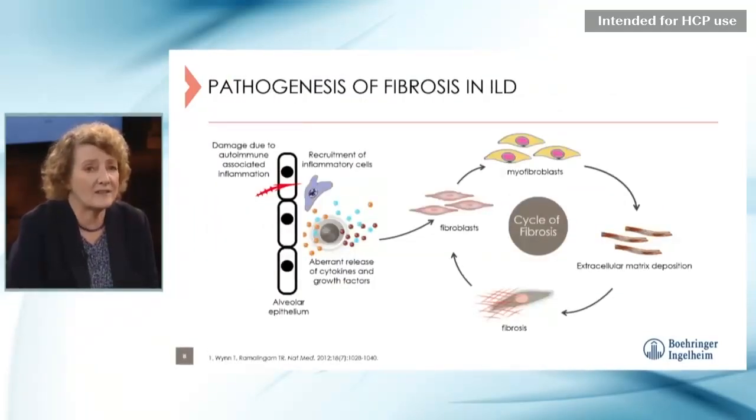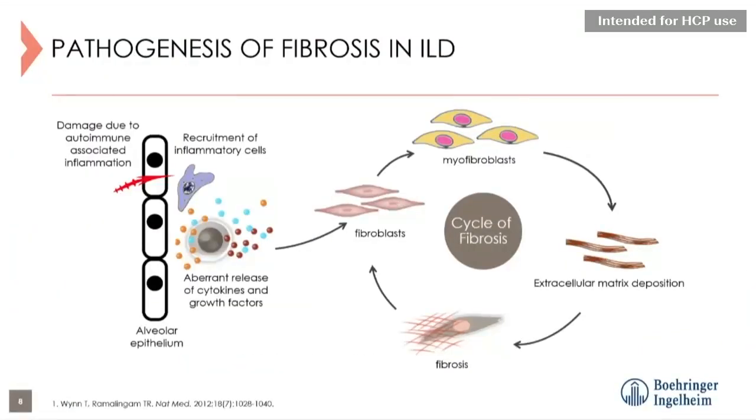So the pathogenesis of fibrosis in ILD is a very complicated process. There's something going on in the vasculature, particularly in scleroderma, but then there's recruitment of various different cells, the cytokines and the growth factors, and they all affect the fibroblasts, and then they turn into myofibroblasts, and then they lay down the collagen, and you get fibrosis. It's a really circular process that we need to find ways to break.